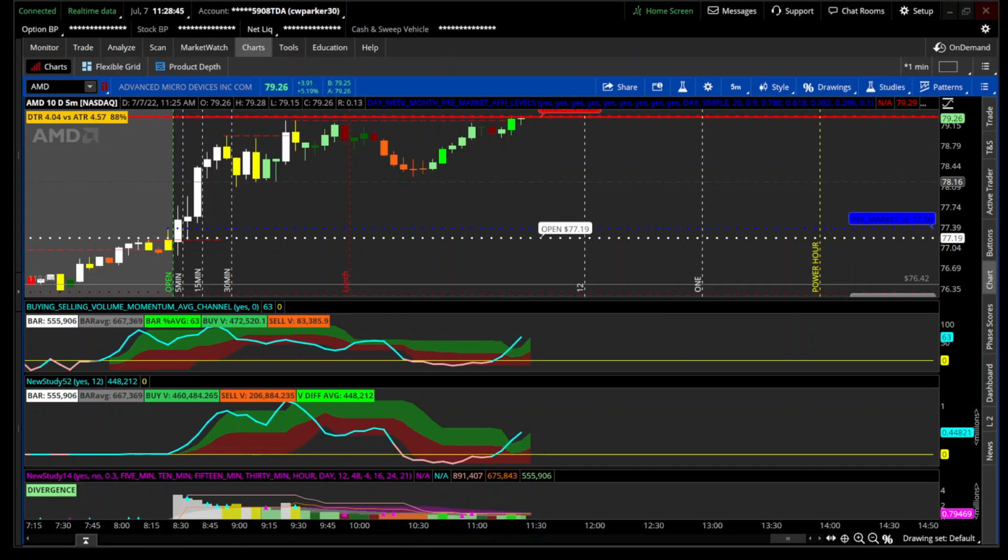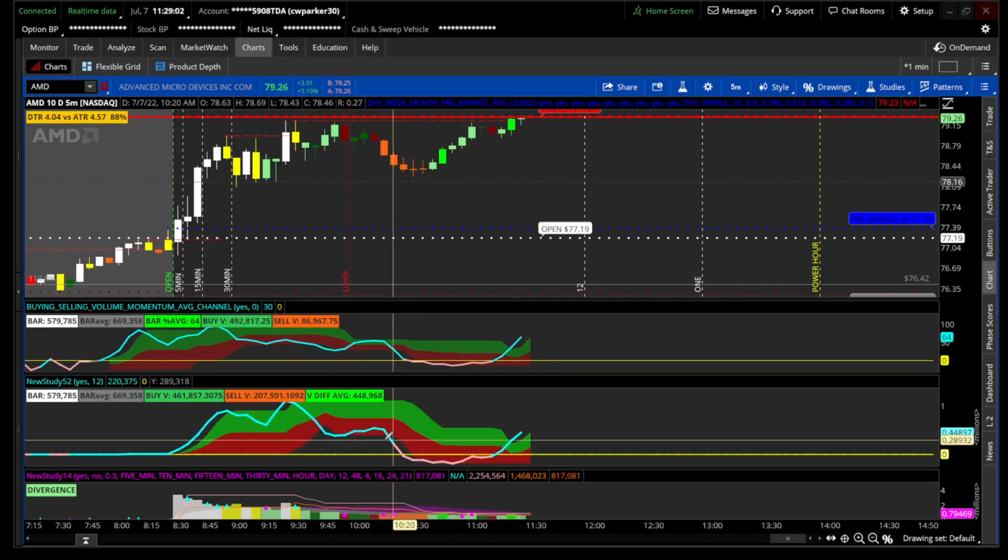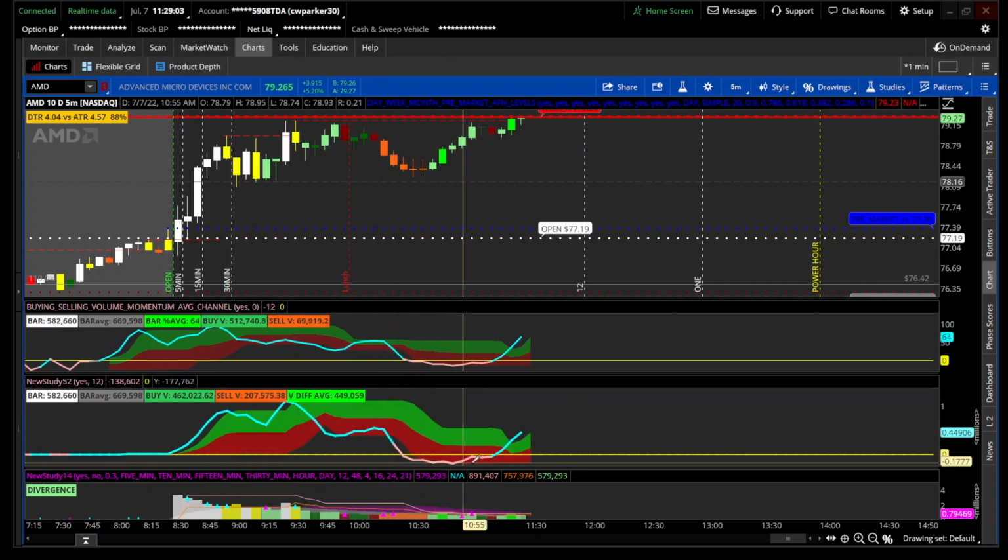I'm actually updating the indicator I presented you last time, the buying, selling, volume, momentum, average channel. As you can see, this is the original, and this is the one that I did to update it, and it created an average. But you still have the channel, and you still have the volume momentum right here as well.